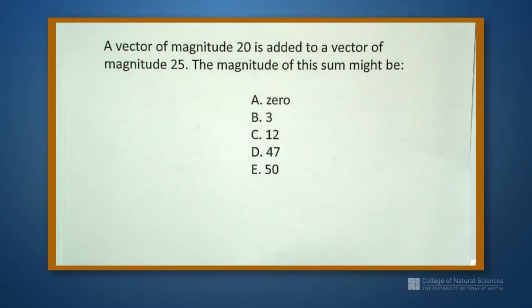So let's take a look at this problem. It says that a vector of magnitude 20 is added to a vector of magnitude 25. What's the magnitude sum of these two vectors? Or what's the possible sum for these two vectors?